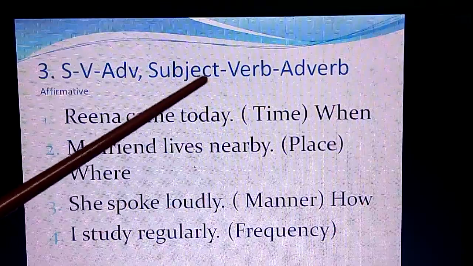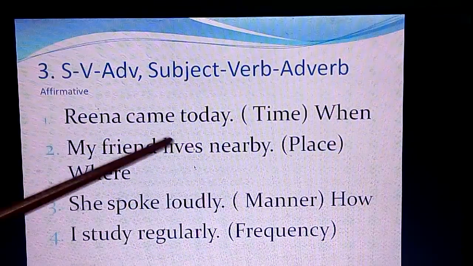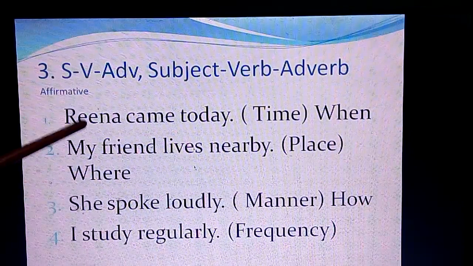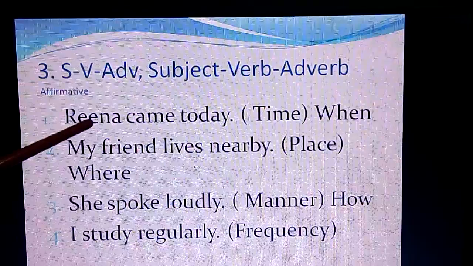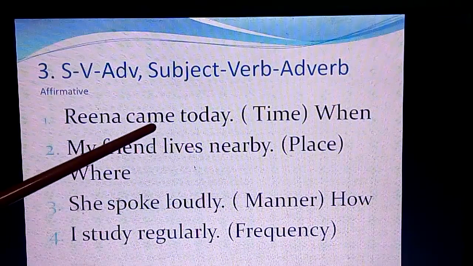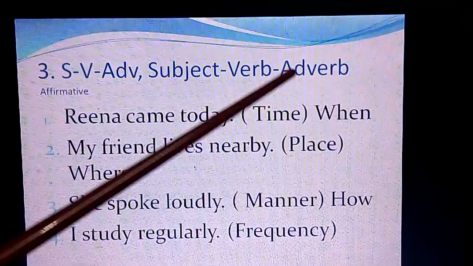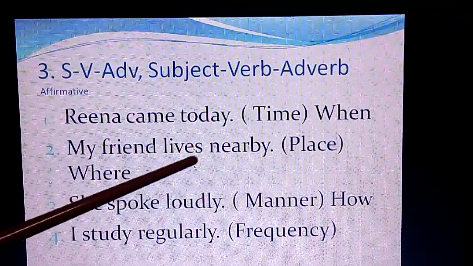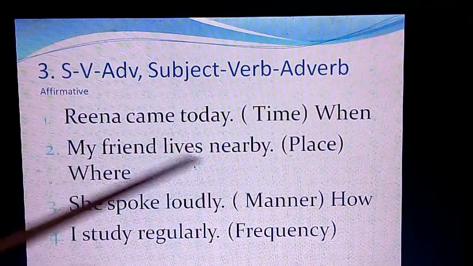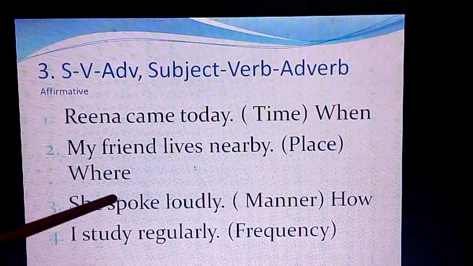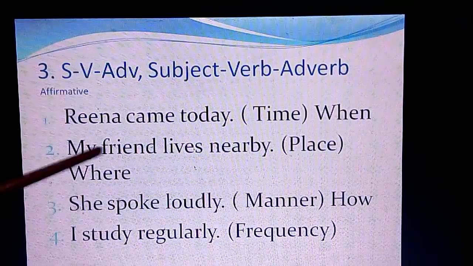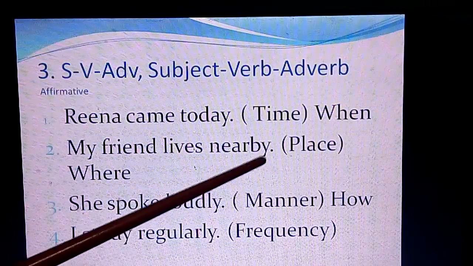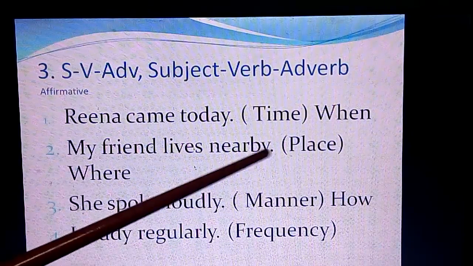The third structure: subject, verb, adverb. So Rina came today. When did she come? She came today. So Rina is subject, came is verb, and today is adverb of time. Second example: my friend lives nearby. Where does my friend live? Nearby. So my friend is subject, lives is verb, and nearby is adverb of place, right?